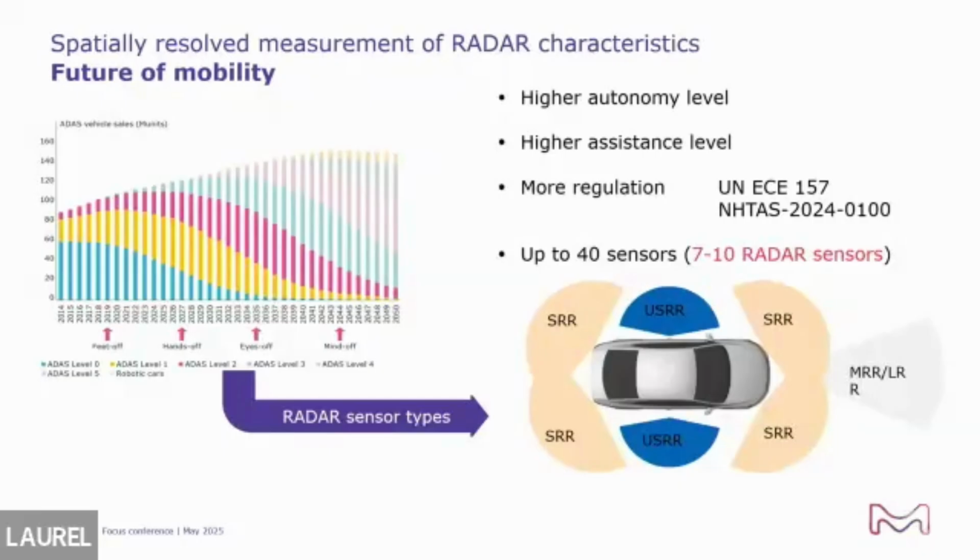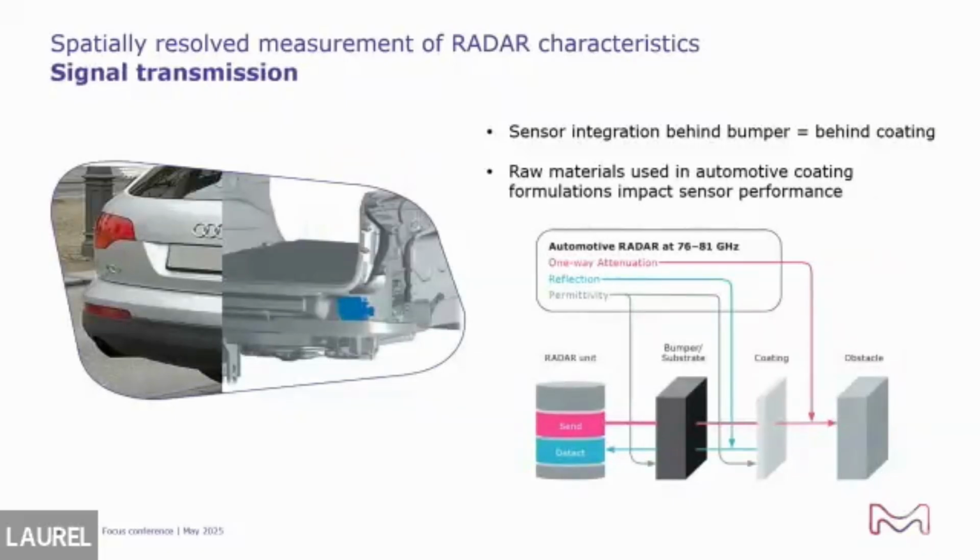And there are a lot of detectors around the cars. There's more regulation, and supposedly there are up to 40 sensors around the car and 7 to 10 radar sensors. So this talk is more focused on radar sensor permittivity. Here's the detector. Normally it's on the corner of the bumper. Then you have your bumper material, and then you have your coating. Then you have the object to be detected.